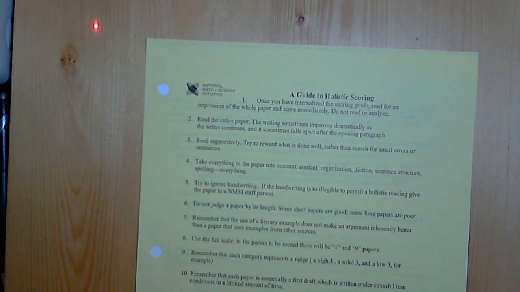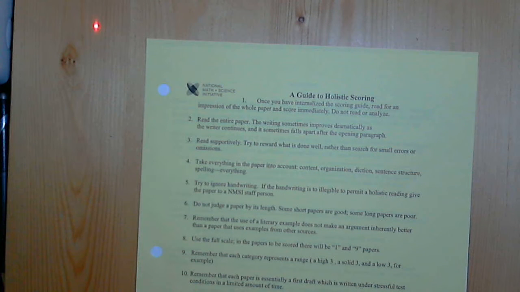So there's a few points on here that I want to point out to you. Point number 1, it says once you've internalized the scoring guide, which I have over the last few years, read for an impression of the whole paper and score immediately. It says do not read, but it should say do not reread or analyze. So when I read your paper, it should take me about 45 seconds to a minute to read your paper in its entirety from beginning to end. Okay? I cannot reread your paper. I have to just read it once and get the understanding. So you understand when I tell you all the fluffiness is distracting. You need to be clear and concise because your essay gets a one pass over. Okay? That's the reason why.